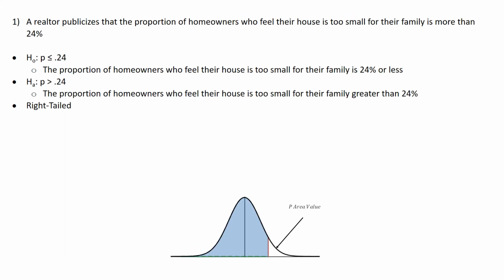A realtor publicizes the proportion of homeowners who feel their house is too small for them is more than 24%. So that's the alternate hypothesis. That's what the claim is. It's more than 24%, greater than 24%. Which means the null has to be less than or equal to, because that's where the equality statement is. And again, the alternate, where's the arrow pointing? It's pointing that direction. And where's my tail? It's on the right side, same direction as it's pointing.